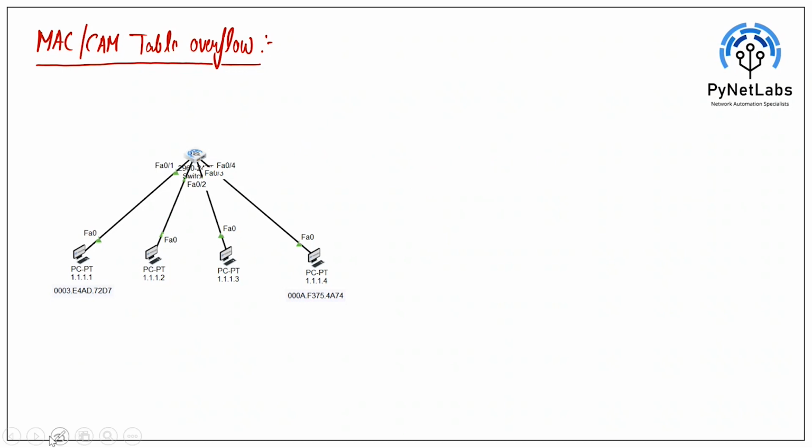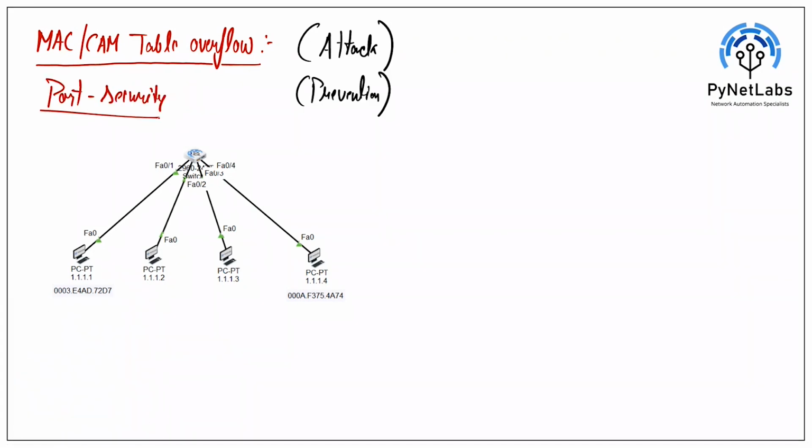So we can say that this is a type of attack. And what is the prevention for this attack? The prevention for this attack is port security. Port security allows you to limit the number of MAC addresses on the interfaces. Basically, by port security, you can assign the number of MAC addresses and you can specifically fix the port, whether it should learn the MAC or drop the packet.